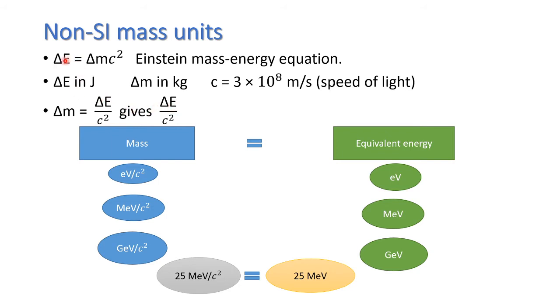In this equation, ΔE, the change in energy, is given in joules, the change in mass is given in kilograms, and the speed of light is 3 × 10^8 meters per second. So when we make Δm the subject, we get ΔE over c², which gives a mass unit like this.